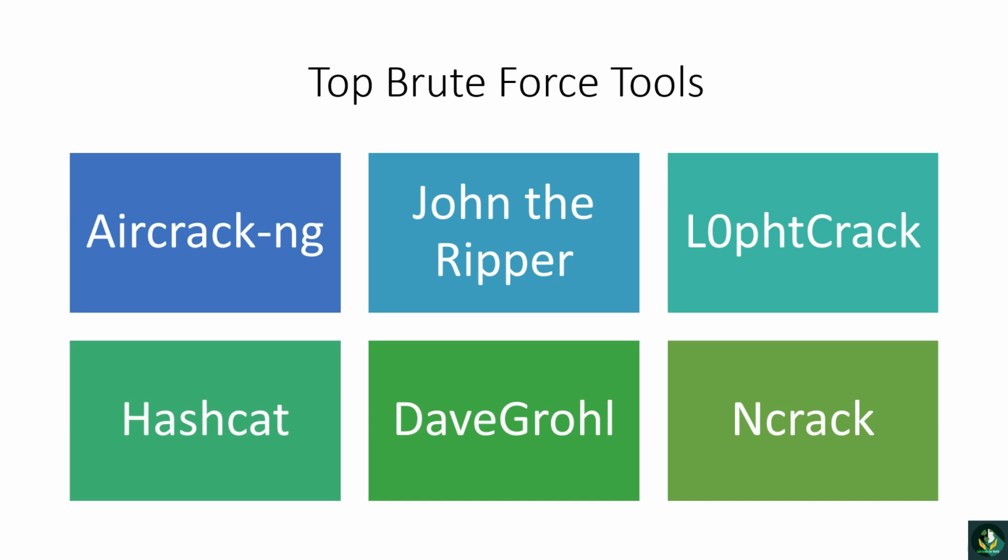L0phtCrack is a tool for cracking Windows passwords. It uses rainbow tables, dictionaries and multiprocessor algorithms. Hashcat works on Windows, Linux and Mac OS. It can perform simple brute force, rule-based and hybrid attacks. Dave Grohl, I mean, DaveGrohl, is an open source tool for cracking Mac OS. It can be distributed across multiple computers. And another popular tool is Ncrack, a tool for cracking network authentication. It can be used on Windows, Linux and BSD.